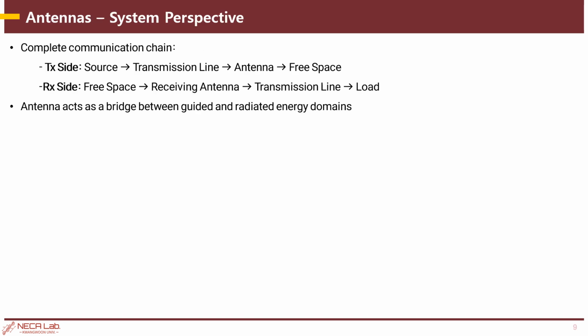So now let's talk about the antenna system perspective. In a full communication system, the antenna is right in the middle of everything. On the transmitting side, the signal starts from a source, travels through a transmission line, reaches the antenna, then gets radiated into free space. And on the receiving side, the signal travels through space, gets captured by a receiving antenna, and then goes through a transmission line to reach the load. So the antenna plays a key role. It acts as a bridge between two worlds, the guided energy inside a circuit and the radiated energy in free space.